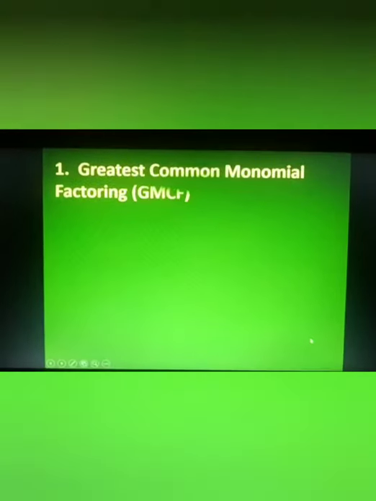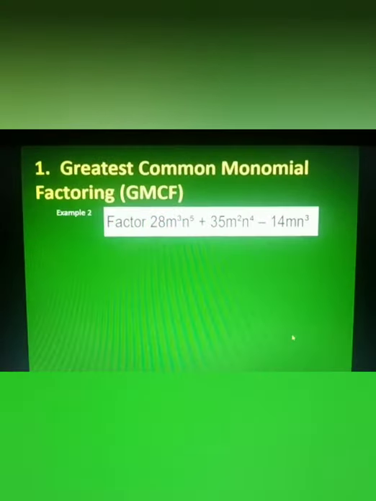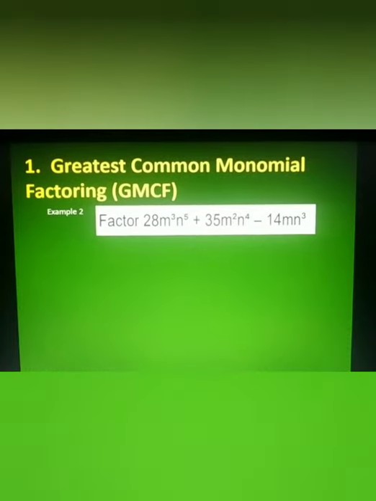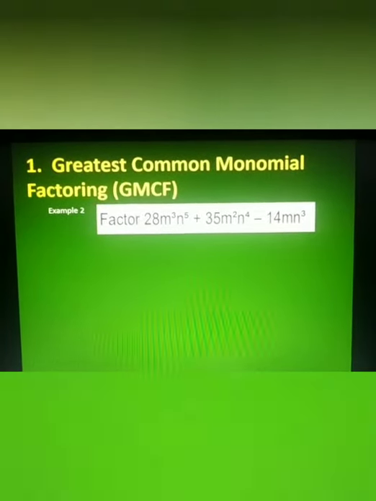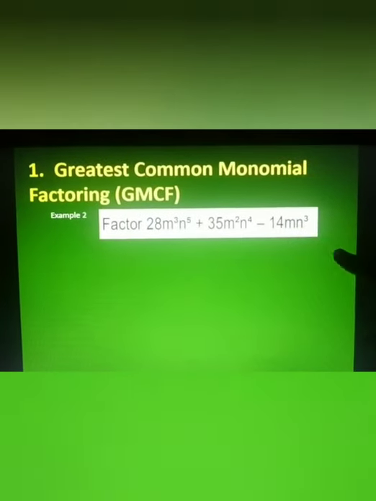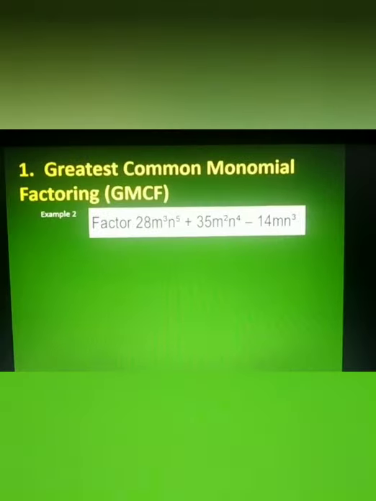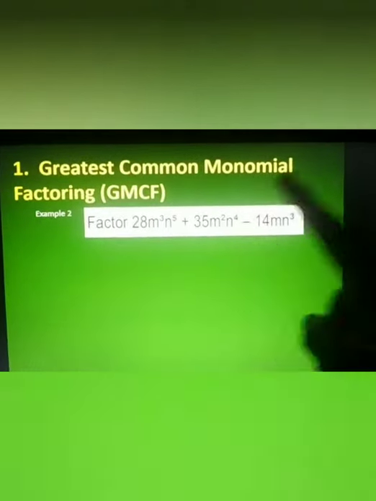Let us have another example. Example number 2 for greatest common monomial factoring. Factor 28m cubed n raised to 5 plus 35m squared n raised to 4 minus 14mn cubed. Now, the nature of this given is a trinomial. One, two, three, 3 terms. So, trinomial. First term, second term, third term, separated by plus and minus.